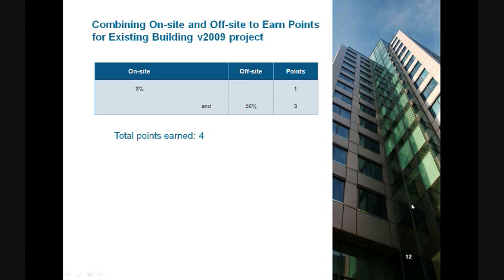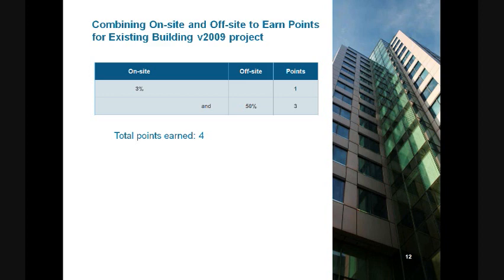As I mentioned, the existing building credit is a little different in that it handles on-site and off-site renewable energy under the same credit. For new construction, for example, you could install a PV system, install panels, and offset the remainder of the building's use with renewable energy certificates. Those would be handled by 2 separate credits: the on-site credit, EAC2, and the off-site credit, EAC6, for new construction. But for existing buildings, on-site and off-site are handled in the same credit.